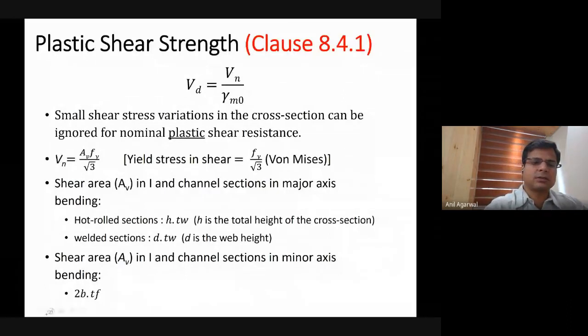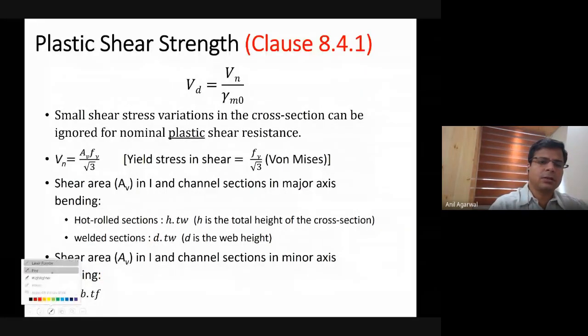We have discussed this several times from the very first few lectures. Fy by √3 is the yield stress in shear as per the Indian code. Okay, and when we design, Vd is equal to Vn divided by gamma m0. Vn is basically your A shear, whatever area is available for shear, times Fy divided by √3, and A shear is calculated differently for different sections. So you have to look for the web, but if it is a hot rolled section, then you take the entire depth of the cross section multiplied by the thickness of the web. And if it is a welded section, then you take only the depth of the web.